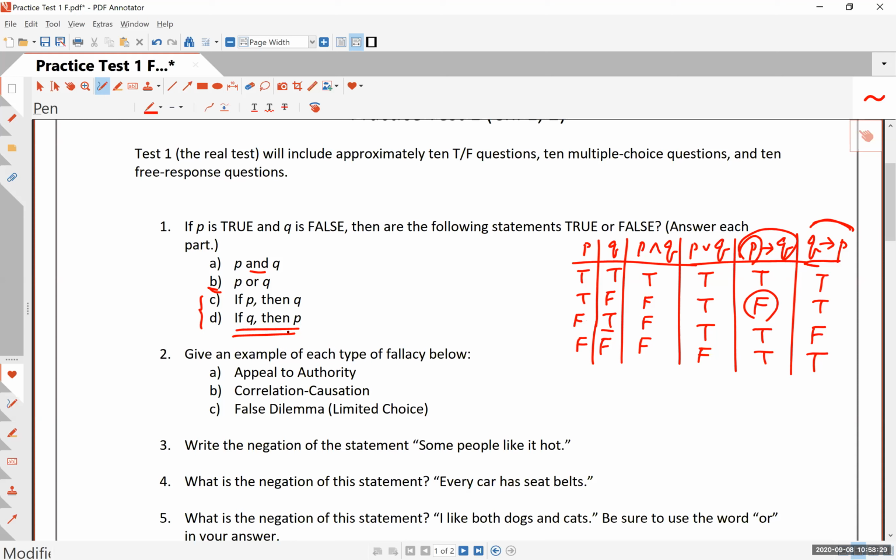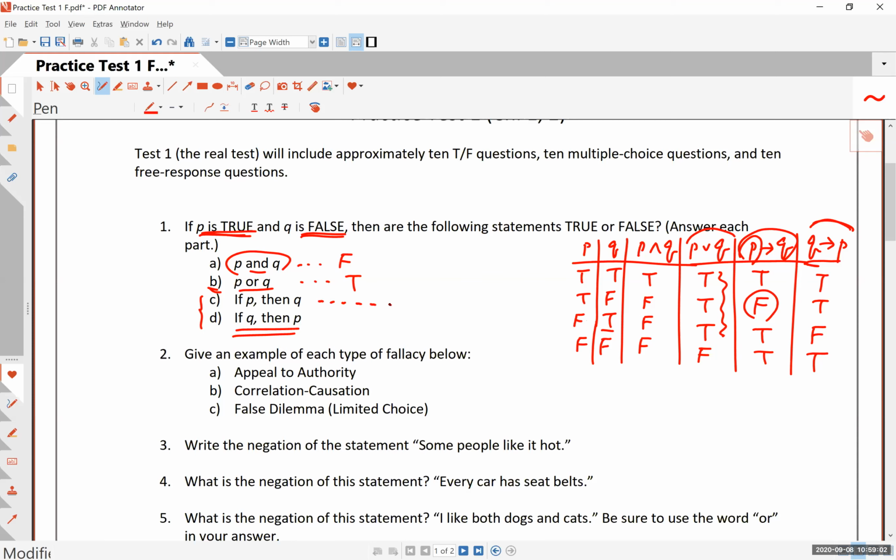So according to the table here, P and Q, right? What did I say about the truth values of these? P is true and Q is false. So remember, an and statement requires both to be true. So this will be false, okay? P or Q, an or statement or a disjunction, is almost always true. The only time it's false is if both are false, and that's not the case here because P is true. So if P is true, at least one of them is true, and therefore this is true.